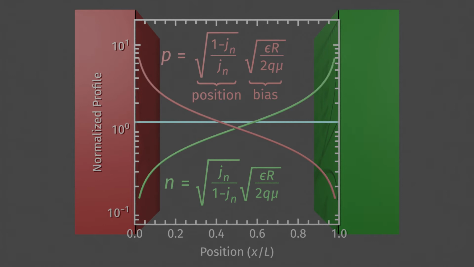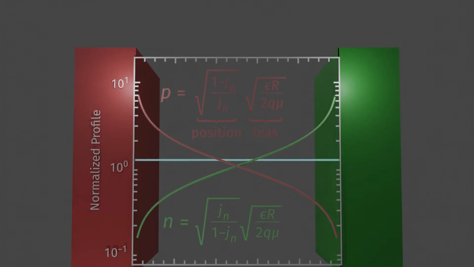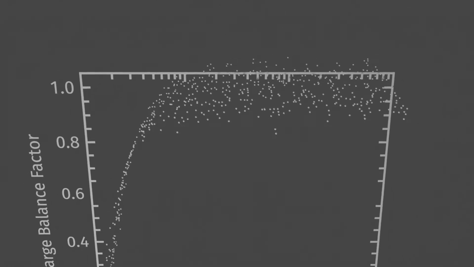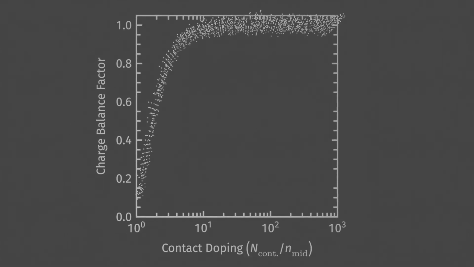While these expressions break down near the contacts, there's not an infinite amount of carriers at the contact. Before the value explodes, the carrier concentrations at the contacts are roughly a factor of 10 higher than at the midpoint. And in many drift diffusion simulations of different contact dopings and different mobilities, the charge balance goes to unity after this factor of 10 observation is reached.